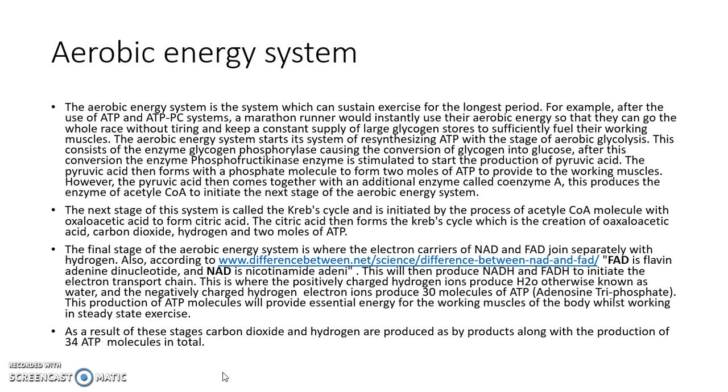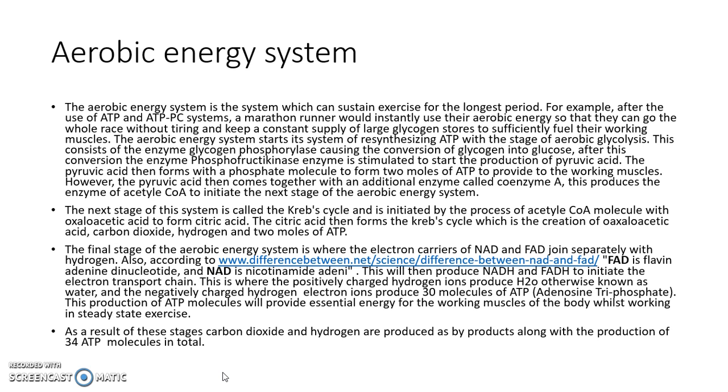separately with hydrogen. Also, according to differencebetween.net, FAD is flavin adenine dinucleotide, and NAD is nicotinamide adenine dinucleotide. This will then produce NADH and FADH to initiate the electron transport chain.